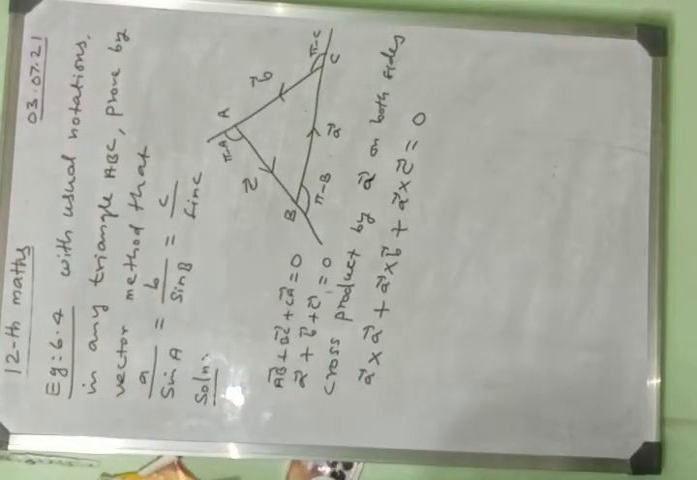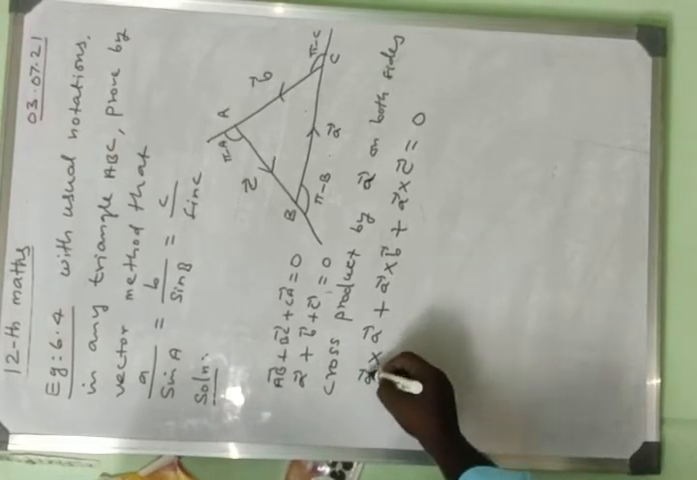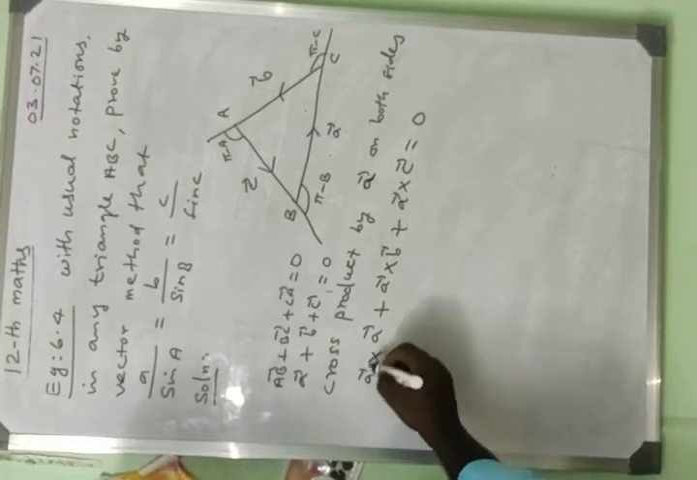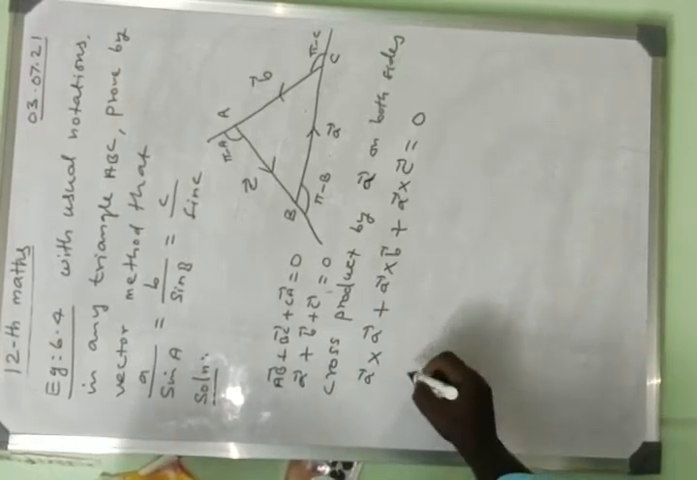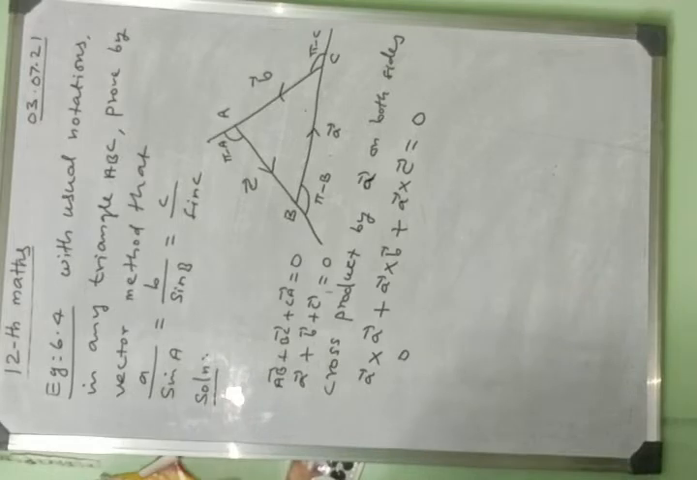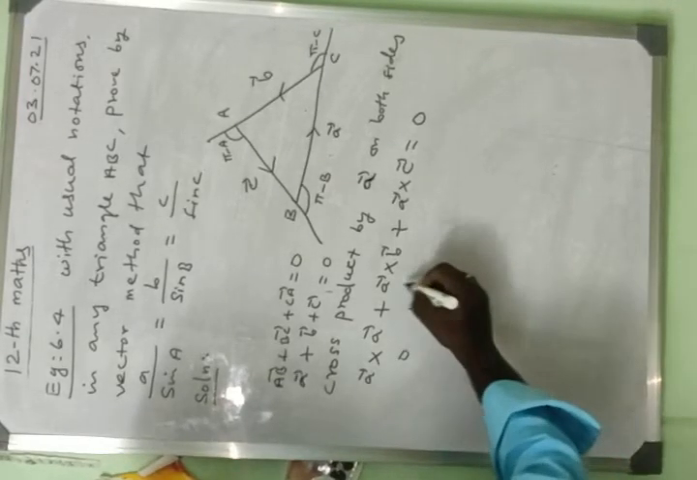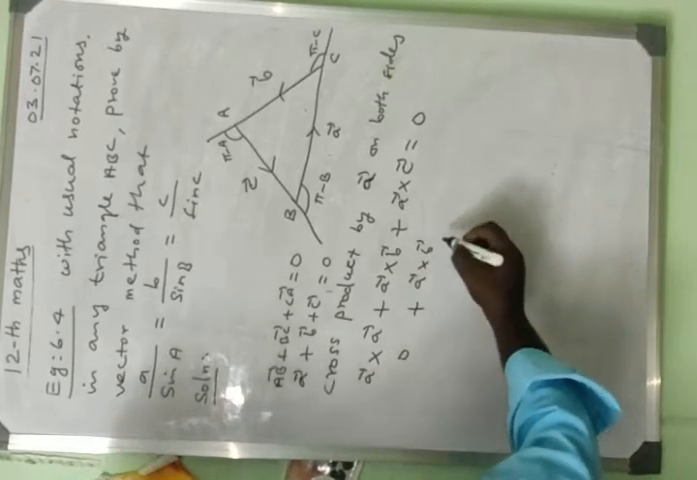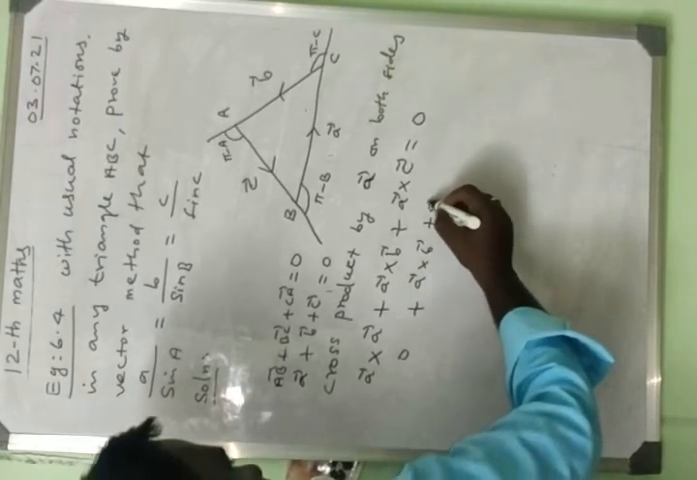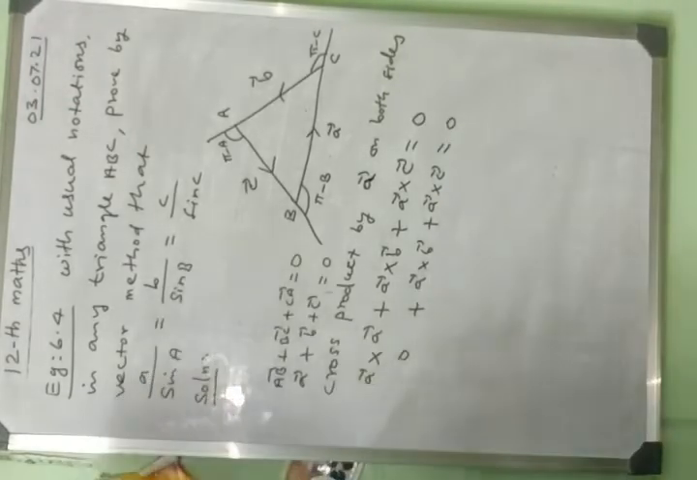Next, the cross product of the same vector gives 0. Vector A cross A, vector B cross B, vector C cross C are each 0 only, so we put 0 here. So plus vector A cross vector B plus vector A cross vector C is equal to 0.